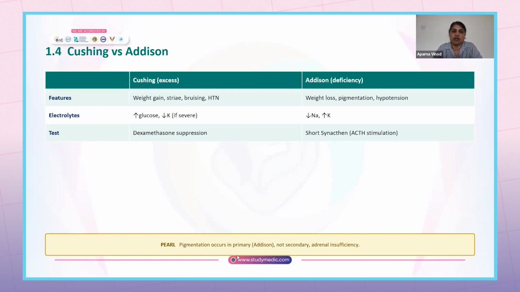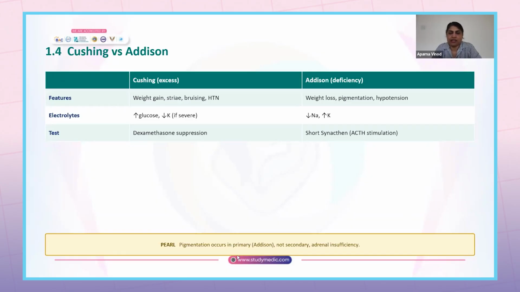Now, because aldosterone will be in excess, you will have high glucose and low potassium in severe cases. So always when the hormone you are trying to find out is in excess, we go ahead with a suppression test. Whereas in deficiency or insufficiency, we go ahead with a stimulation test. Again, because of the adrenal deficiency, sodium will be low, potassium will be high, and we go ahead with short synactin test or ACTH stimulation. In the exercise question before, we also read about pigmentation. So that happens in primary and not in secondary. Can you think why?